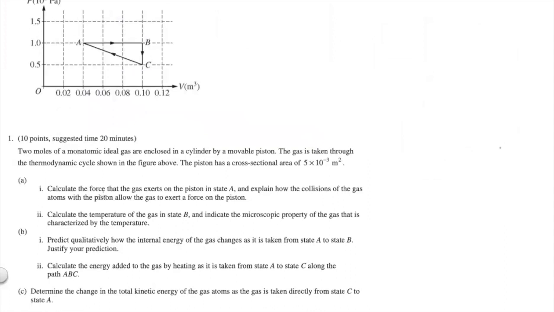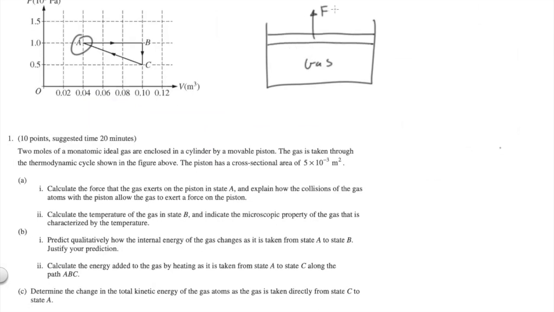Okay, so the first question is to calculate the force that the gas exerts on the piston at state A. So here is our gas, here's the piston. The gas is exerting a force on the piston. To answer this first question, we're going to use the definition of pressure. Pressure is force over area.